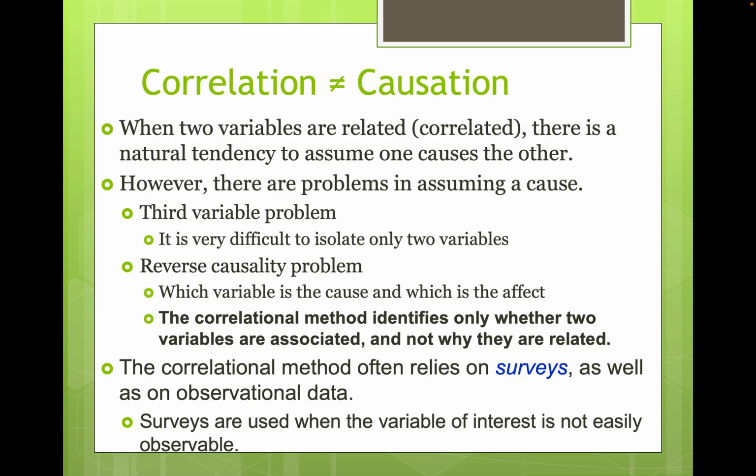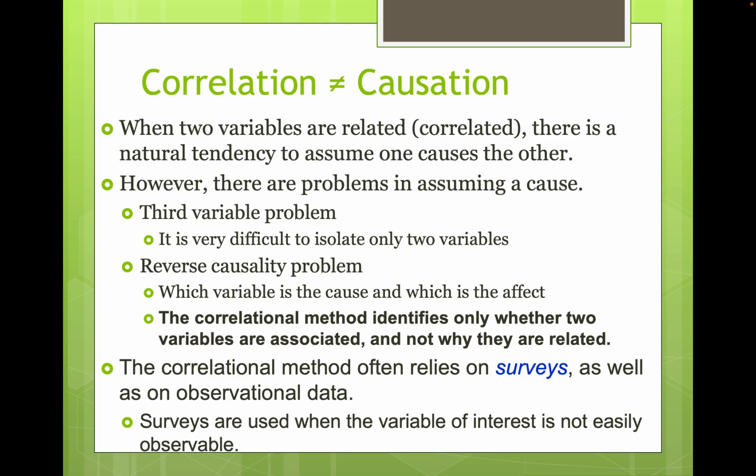When two variables are related or correlated, there is a natural tendency to assume one causes the other. However, there are problems in assuming a cause. Third variable problems: it is very difficult to isolate only two variables. Reverse causality problem: which variable is the cause and which is the effect. The correlational method identifies only whether two variables are associated and not why they are related. The correlational method often relies on surveys as well as on observational data.